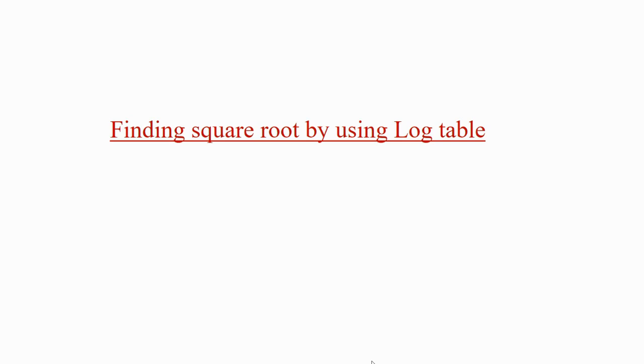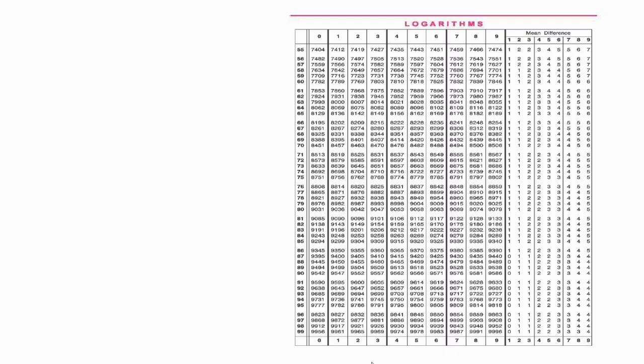Finding square root by using log table. Square root of a is equal to a raised to half, and log of a raised to half is equal to half of log a. For that, let's consider the value square root of 7486, which is represented as 7486 raised to half. Rule: log of a raised to half is equal to half of log of a. Substitute value: log of 7486 raised to half is equal to half of log 7486.